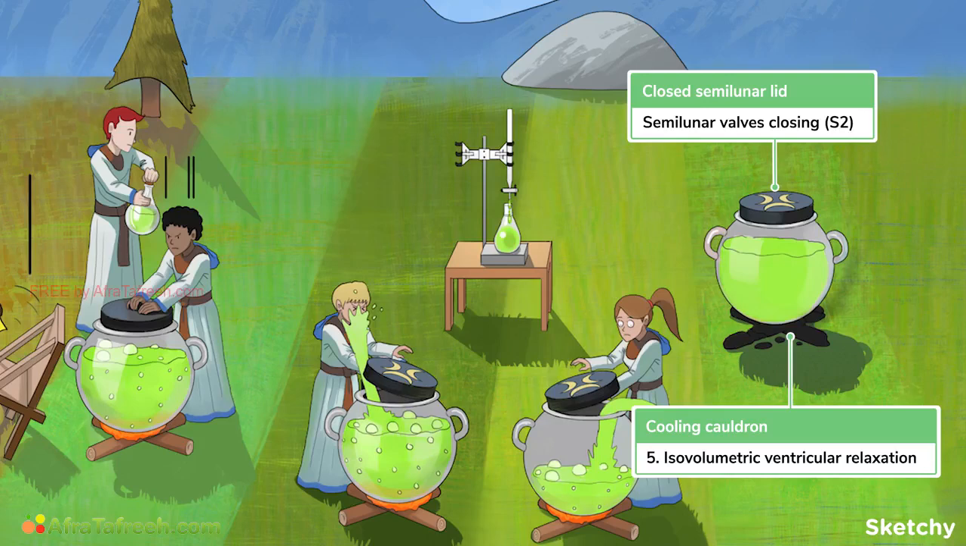This closure leaves the ventricles closed off from the rest of the cardiovascular system. So as the ventricles relax, the pressure inside will decrease, but the volume of blood inside will stay the same, kind of like the pressure and volume inside this cooling cauldron.